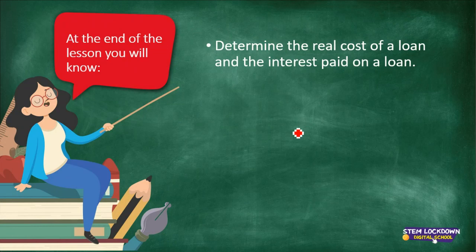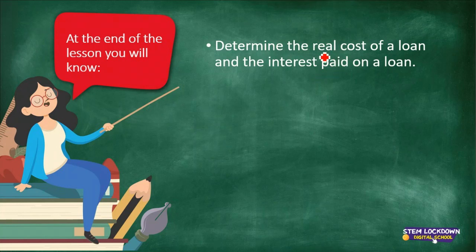Okay, so at the end of today's lesson, you should be able to determine the real cost of the loan and the interest paid on the loan, right? Just to remind you, we calculate interest by using the given interest rate, right? So interest rate is a percentage and interest is the amount, right?